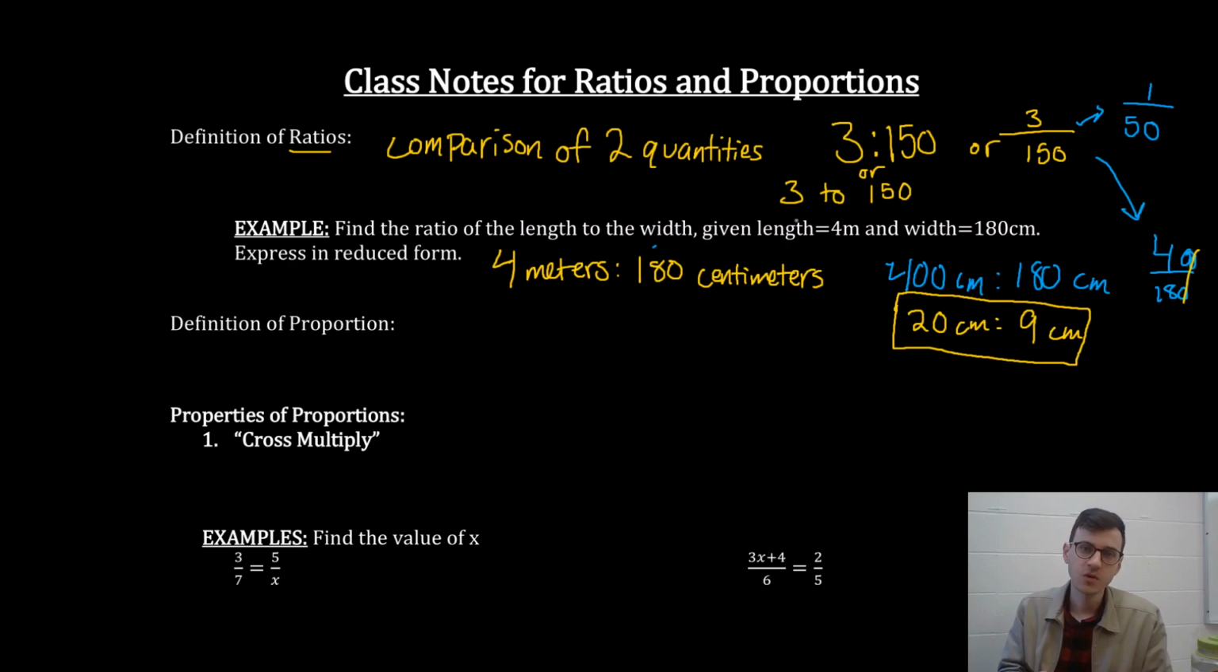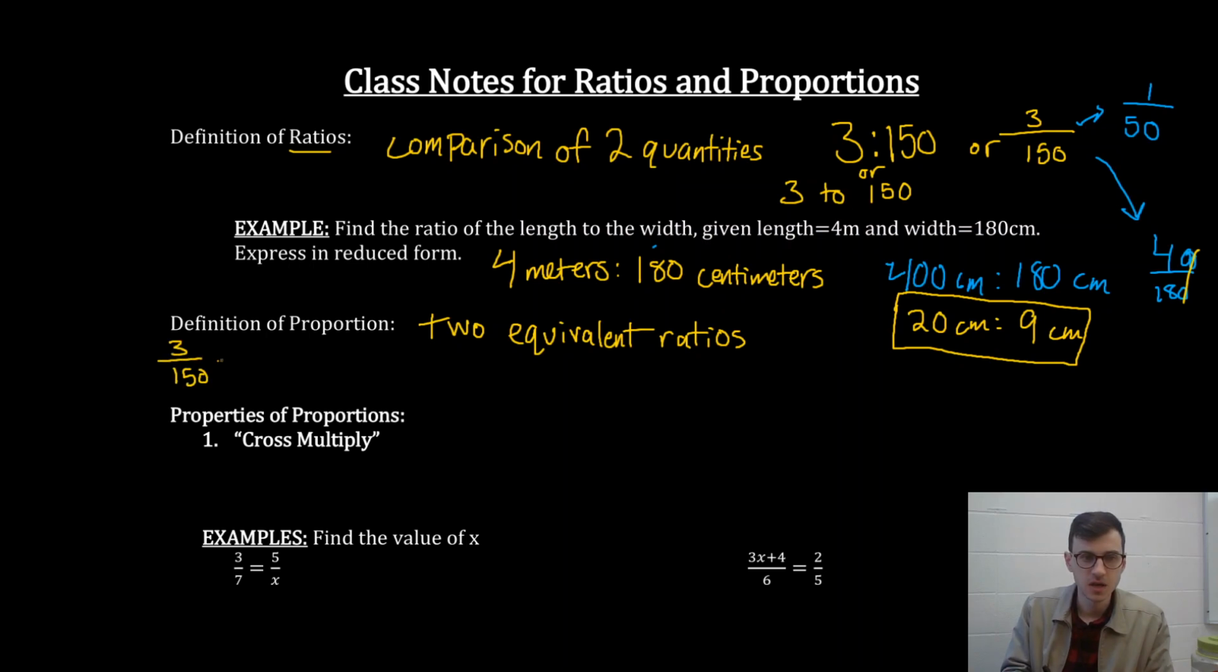Now, the reason we need to define ratios is because a proportion is, how do I want to say this? It's really just 2 equivalent ratios. That's what a proportion is. So like here, for the geometry teachers, 3 over 150 equals 1 over 50. That's a proportion.